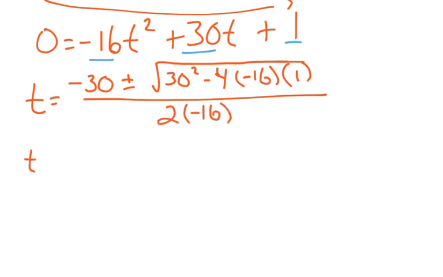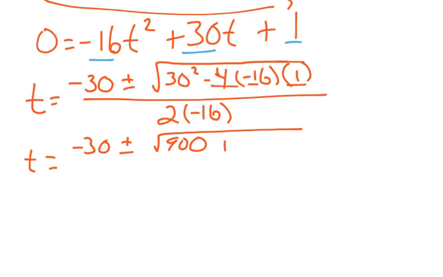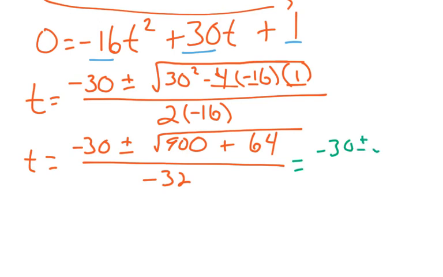Okay, keep going. So we got negative 30 plus or minus the square root of 30 squared is 900. If you don't know that, just put it in your calculator. Negative times positive is a positive. 4 times 16 is 64. And then 2 times negative 16 is negative 32. If you want to go farther, you certainly can. Negative 30 plus or minus the square root of 964 all over negative 32.